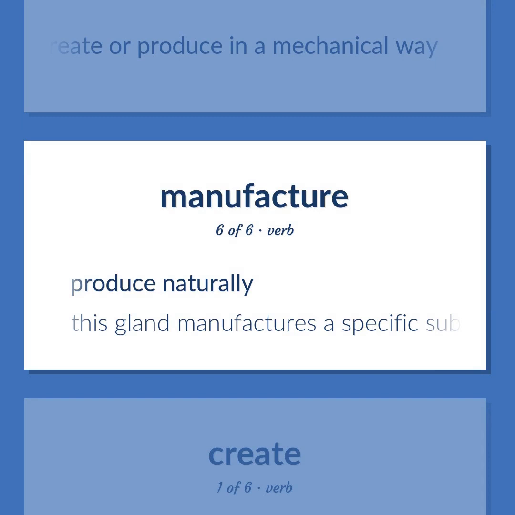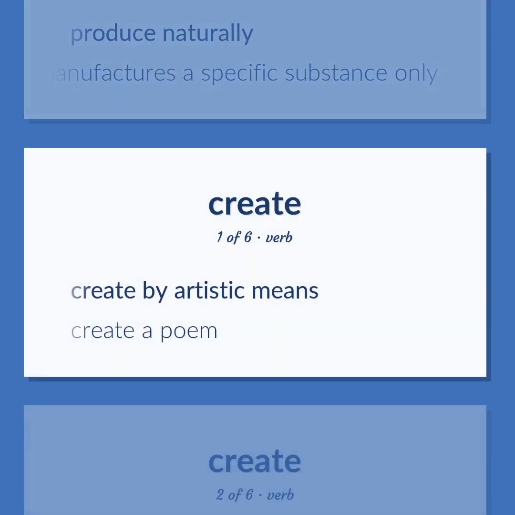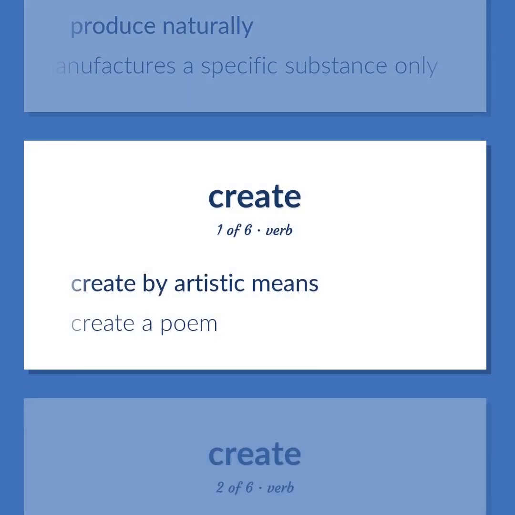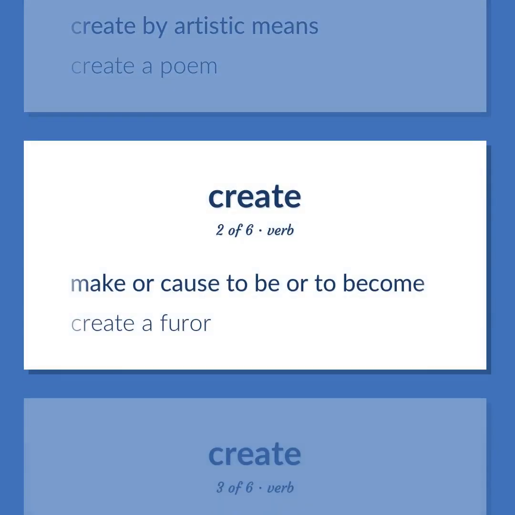Produce naturally. This gland manufactures a specific substance only. Create by artistic means. Create a poem. Make or cause to be or to become. Create a furor.